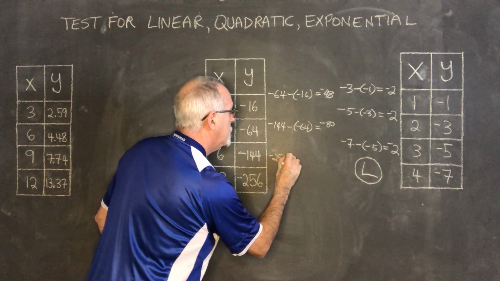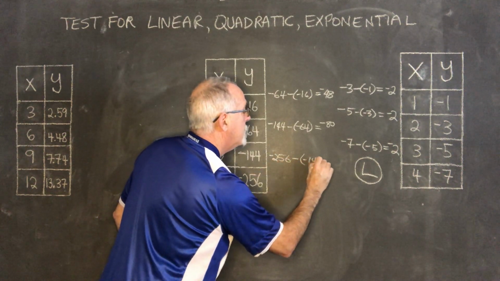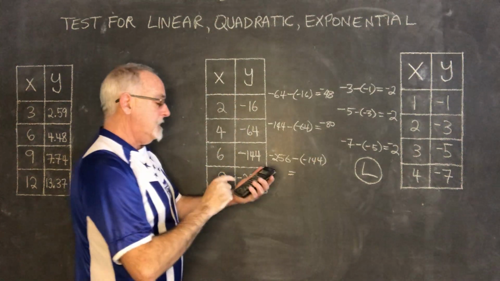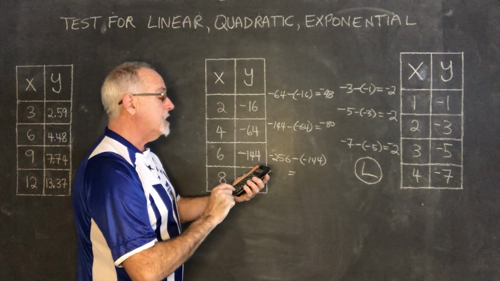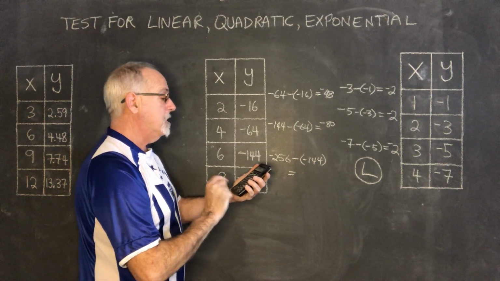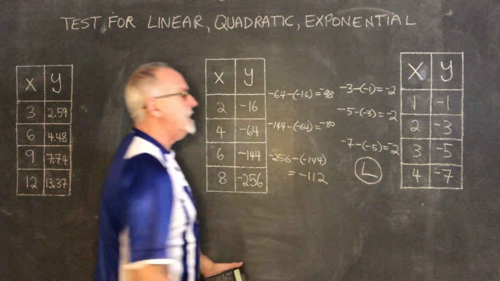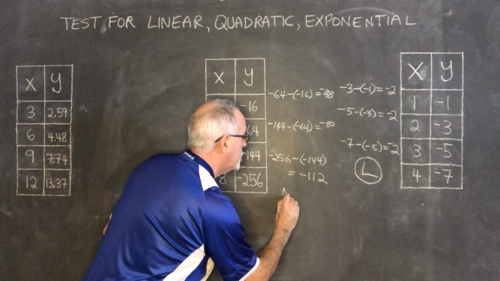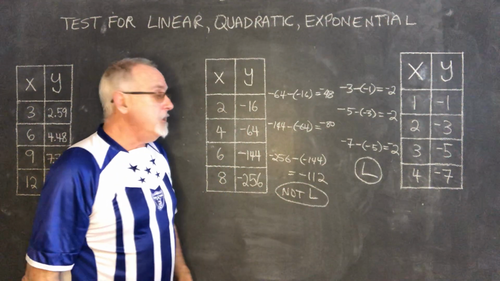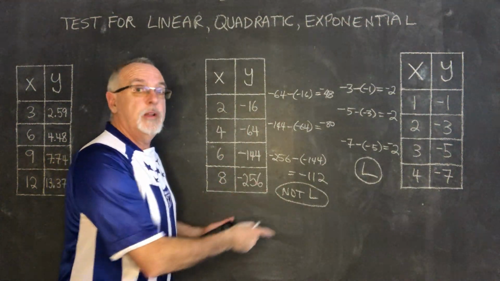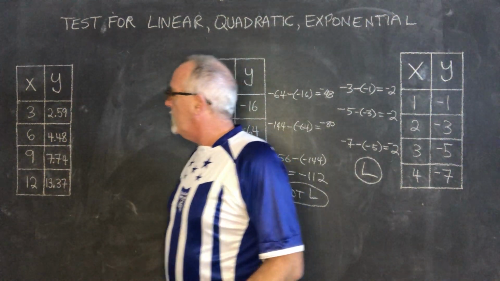-256 minus -144 is -256 plus 144, which gives me -112. I am not getting a constant difference, so this is not linear. I'm just going to move on and try the quadratic test with this one. But first I'll do the constant difference test for this one over here.